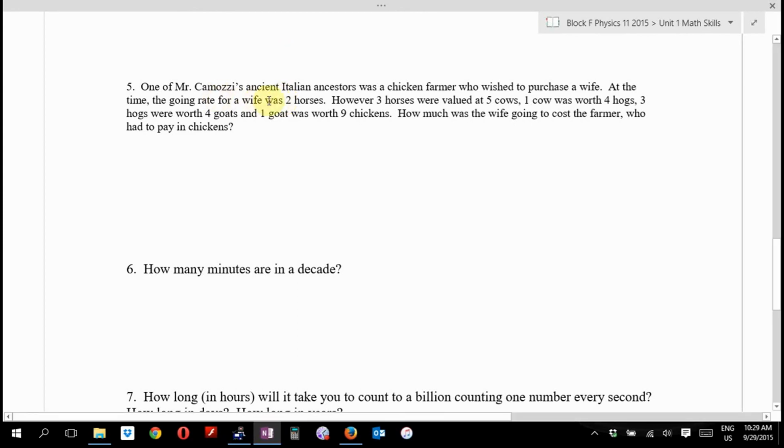So, 1 wife was 2 horses. 3 horses were worth 5 cows. 1 cow was worth 4 hogs. 3 hogs were worth 4 goats. 1 goat was worth 9 chickens. How much will the wife cost the farmer who's going to pay in chickens? There's enough conversion factors in there. You can build a chain. And I think it might even work out evenly. I have to double check.